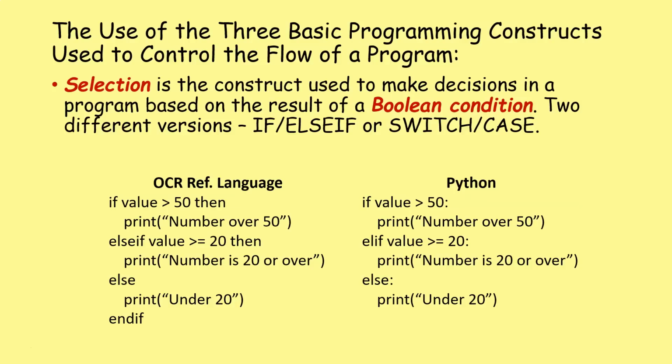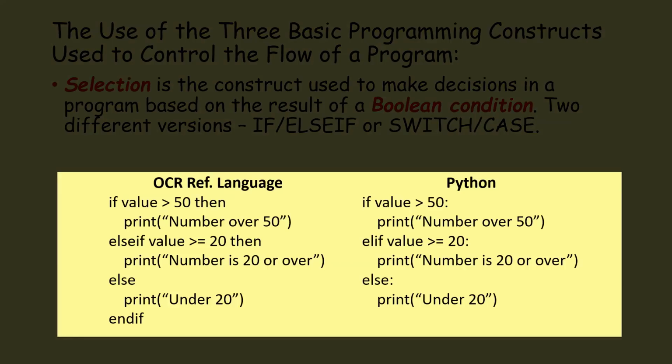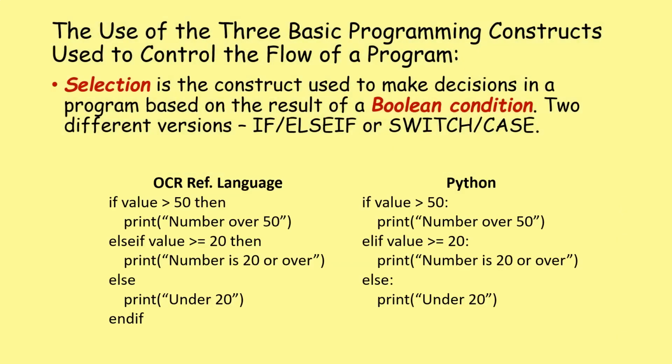Next up, we have selection. This is the construct used to make decisions in a program based on the result of a Boolean condition. There are two different versions. We've got if-else-if or the switch case. If-else-if is the version most people are familiar with, and whether you're using it in OCR reference language or Python, it's fairly similar, although there are a few syntactic differences. The main point here is only one of the conditions in the sequence will execute. Either it's going to be the if, or the else-if, or the else. Can't execute two or more, it's only one that can execute.